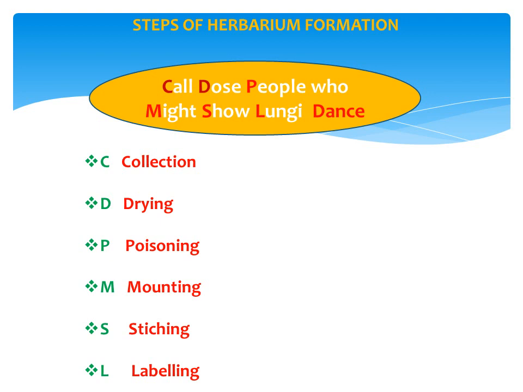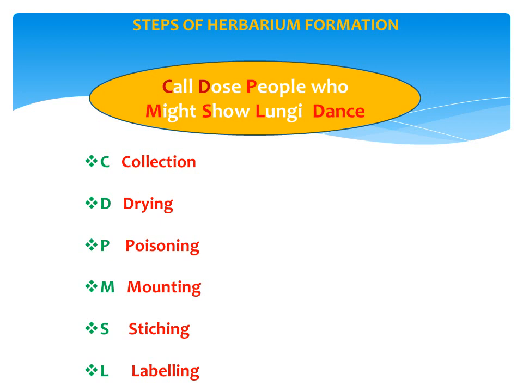Again, you have to focus on the highlighted alphabet, that is C, D, P, M, S, L, and D. C stands for collection. D stands for drying. So first you have to collect the plant specimen. After that, you have to dry the specimen completely. P stands for poisoning. That means decontamination from any microorganism using mercuric chloride or any other chemical. Finally, M stands for mounting.